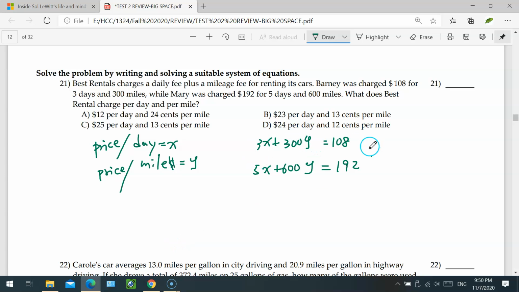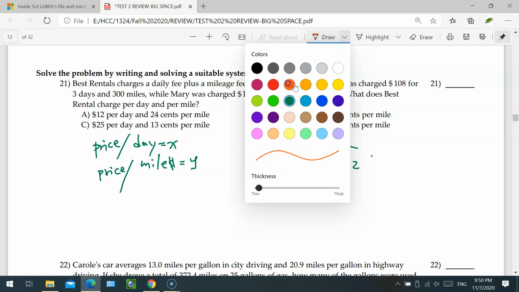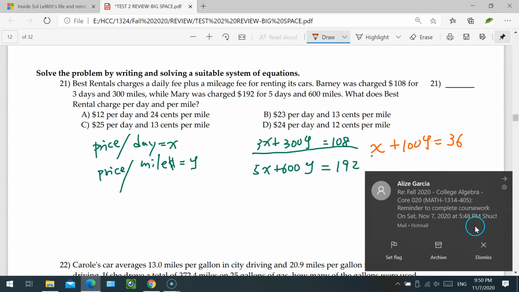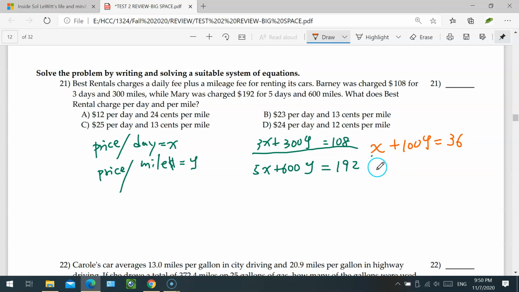Now we have two equations, and from the first equation I can rewrite it as x plus 100y equals 36. So that means x is equal to 36 minus 100y. Now I'm going to substitute x into this portion of our second equation.